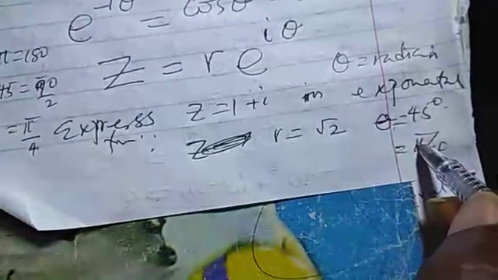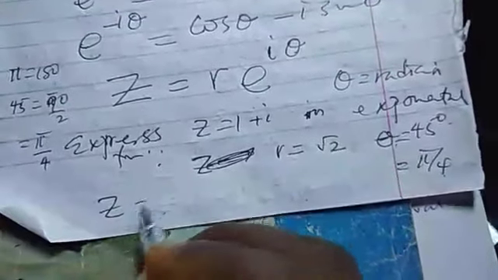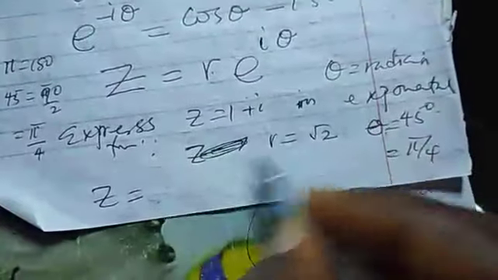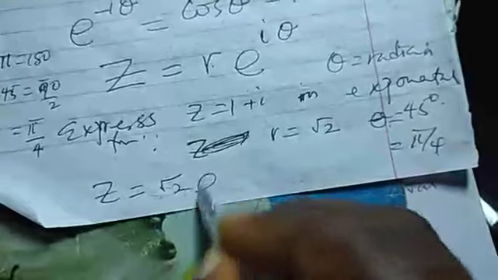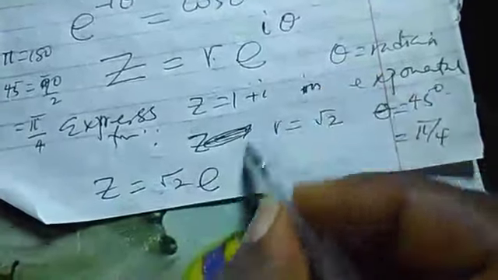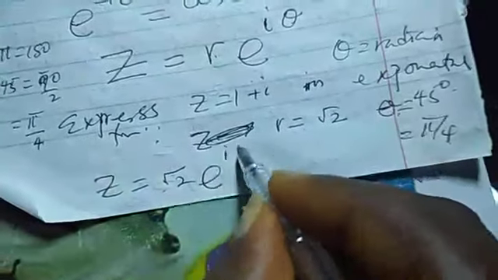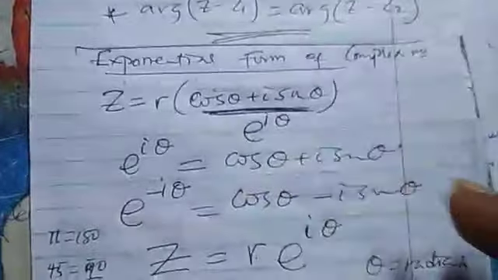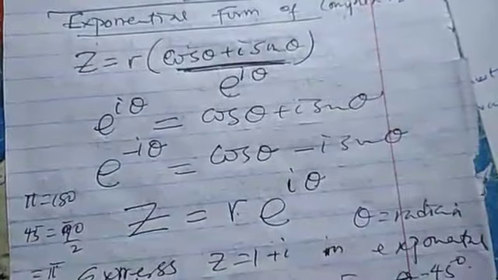Pi over 4 is 180 divided by 4. So in that case, our answer is r. Our r is root 2 exponential i theta, exponential i pi over 4. So that is what they mean by exponential form of complex numbers.